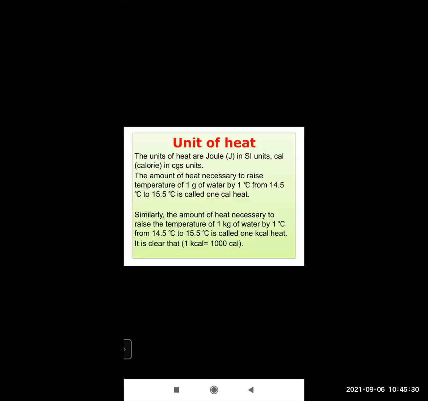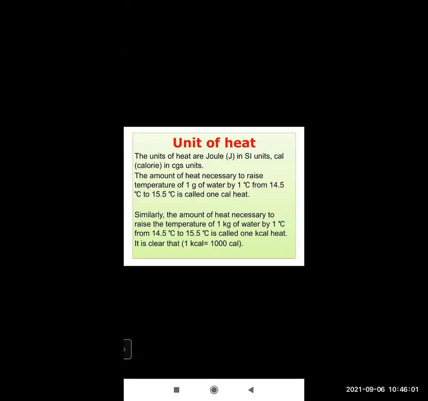Now today, we are going to start from page number 67, unit of heat. So all of you can open your textbook, page number 67, unit of heat. Right, so we'll begin. We are going to see what are the different units of heat. The units of heat are joule, which is denoted by capital J in SI units, and calories in CGS units. These are the units of heat, joule and calorie.